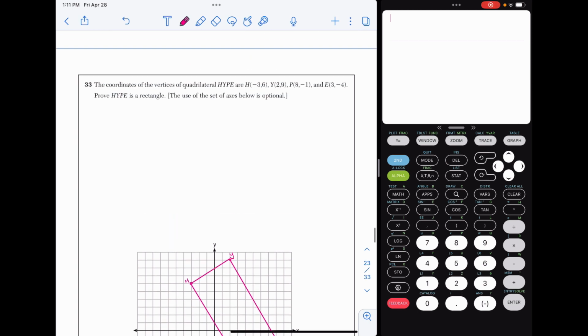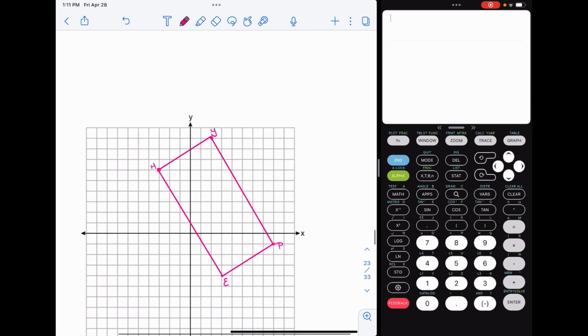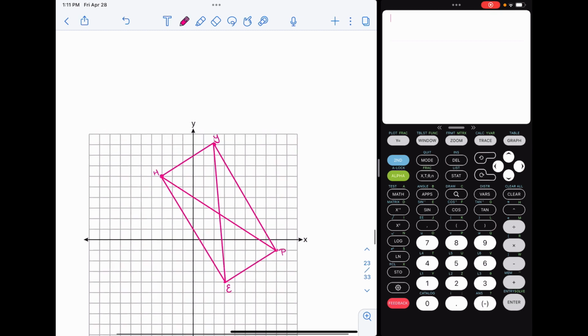One thing I know is in a rectangle, the opposite sides should be congruent. So HY and EP should be congruent, and YP and HE should be congruent. But I also know that the diagonals are congruent. In order to show congruency or length in a coordinate proof, we are going to use the distance formula.